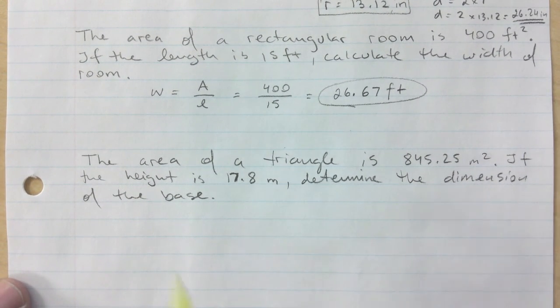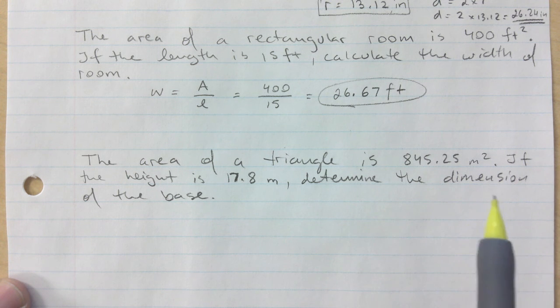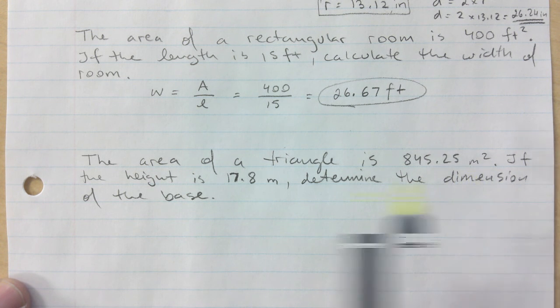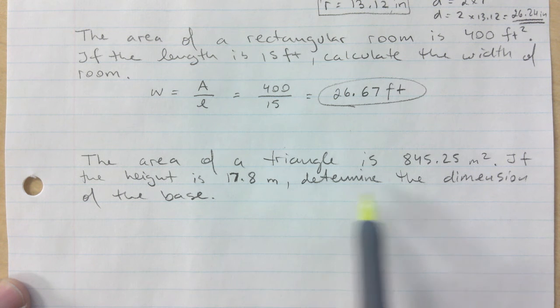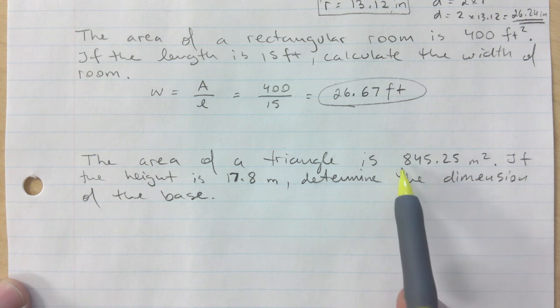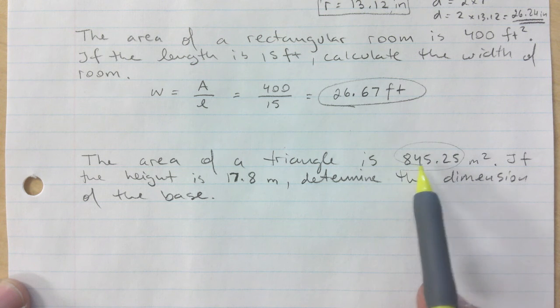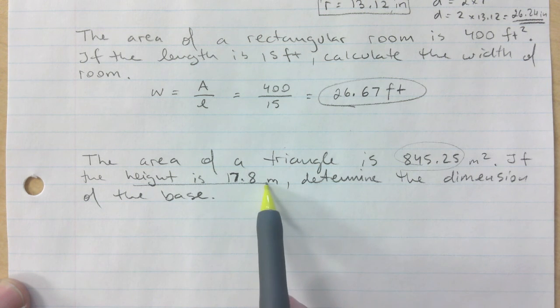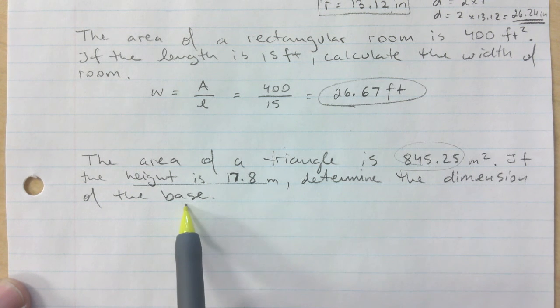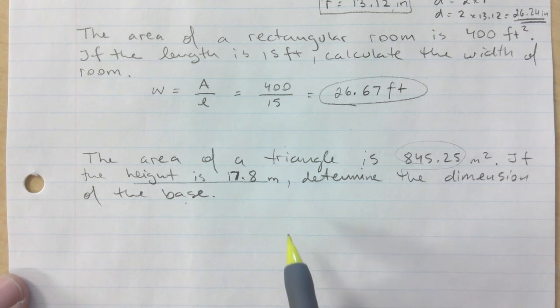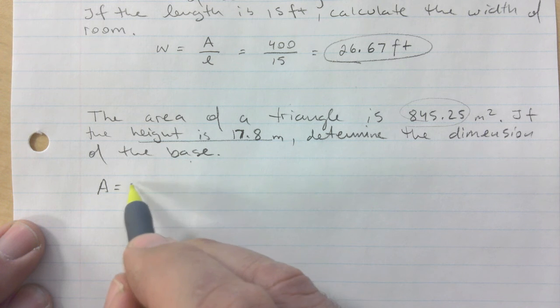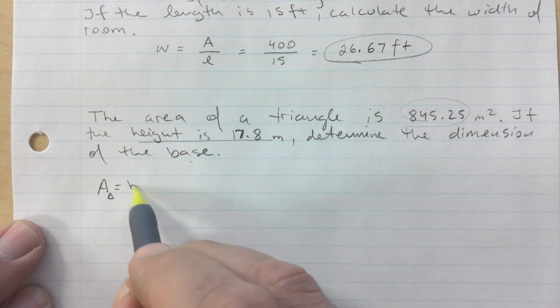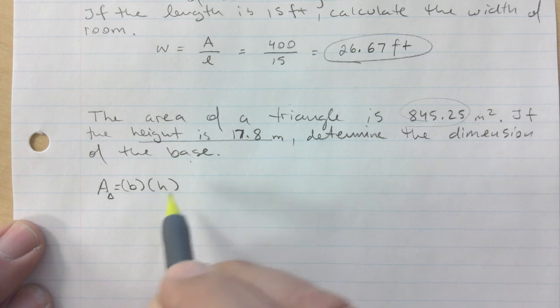That one was easier. The area of a triangle is 845.25 square meters. The height is 17.8. Determine the dimension, right? So the area is given to you. You know the height. They want the dimension of the base. So how would we do that? I didn't give you the formulas. Well, I'll tell you this. Area of a triangle is base times height divided by 2.